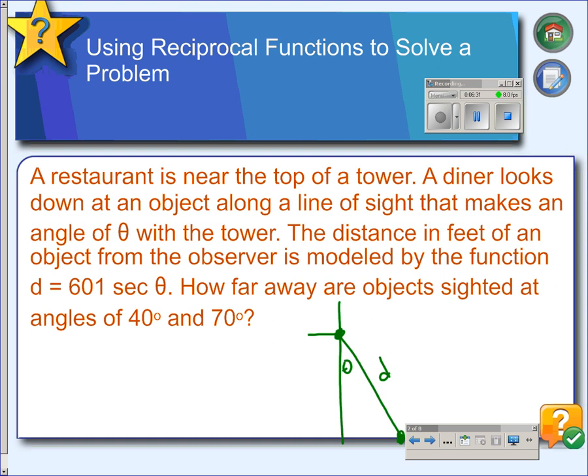So to calculate this, you would simply put the 40 degrees in for theta. And since your calculator doesn't have a secant function, what you would calculate is 601 times 1 divided by the cosine, because the reciprocal of the secant is the cosine. So you'd put it in like this, and it will calculate the distance. And that's it for 13.8.